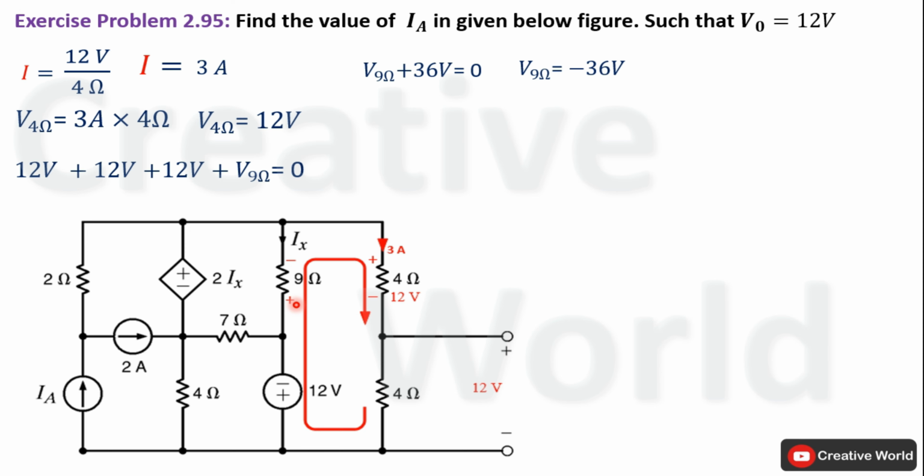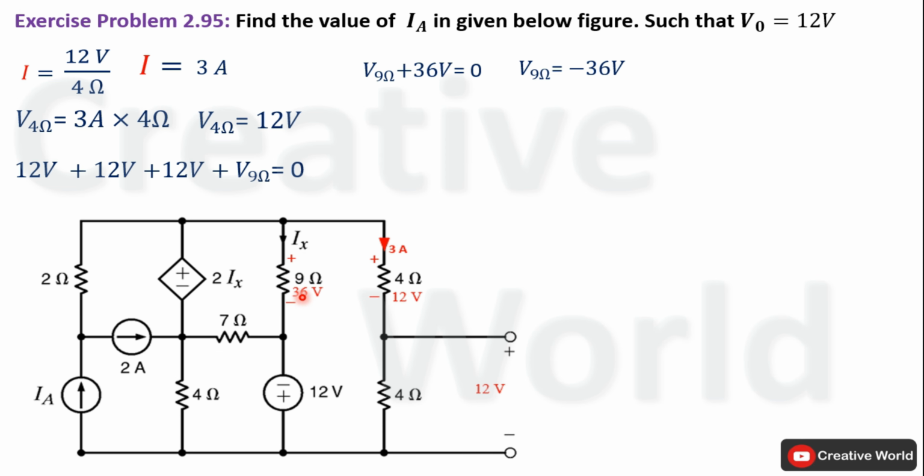So modify the network by indicating right polarity notation across this 9 ohm resistance and the value of voltage as well. Now with this polarity notation, 36 volt is appearing across 9 ohm resistance. Now we can calculate current through this resistance using Ohm's law. Current will be equal to 36 volt divided by 9 ohm. It will become 4 ampere.